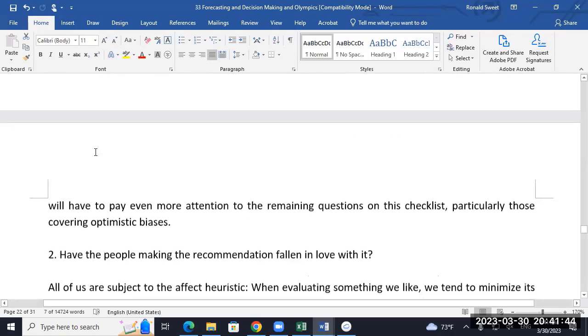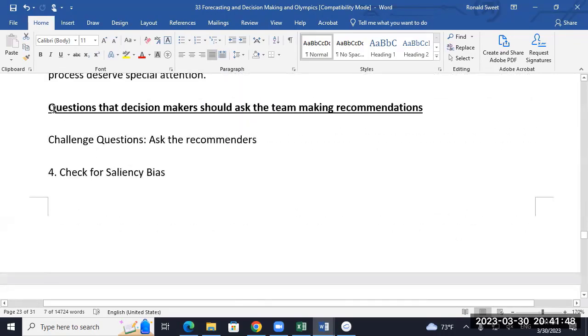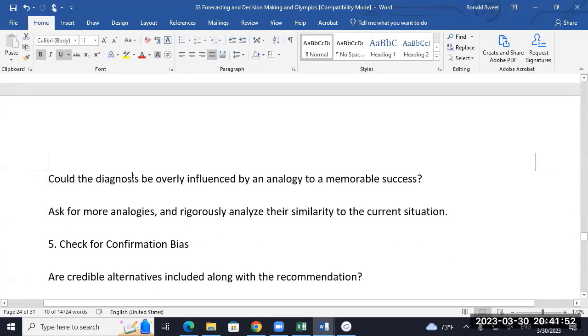All right, where's the second set? Questions that decision makers should ask the team. Could the diagnosis be overly influenced by the analogy of a memorable success? I've done that a few times. You do something and it works.